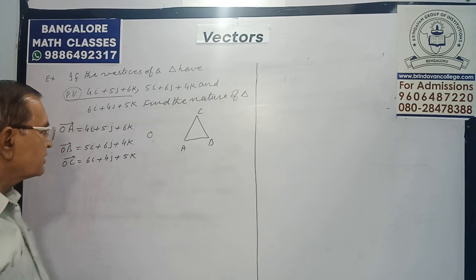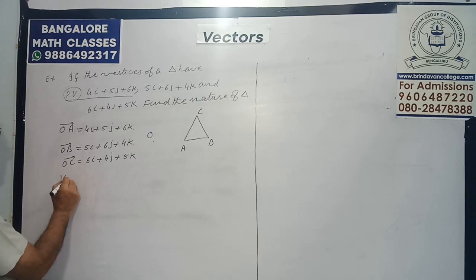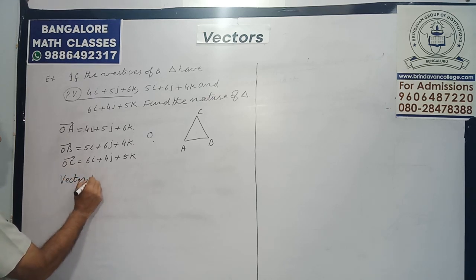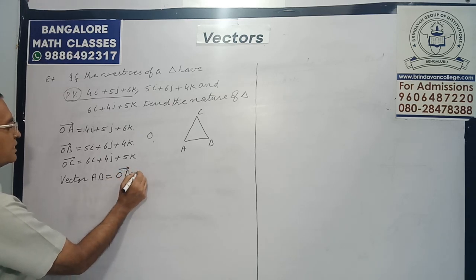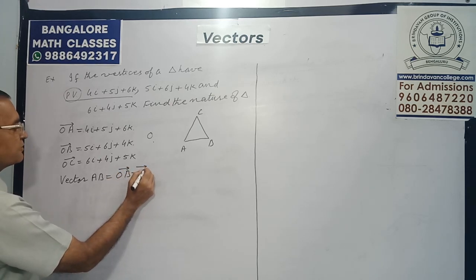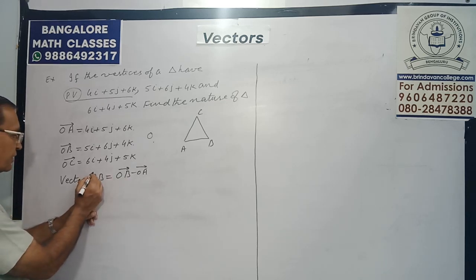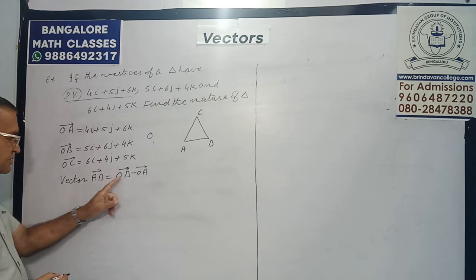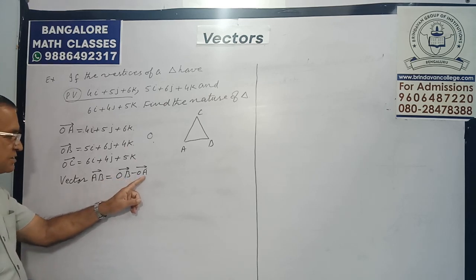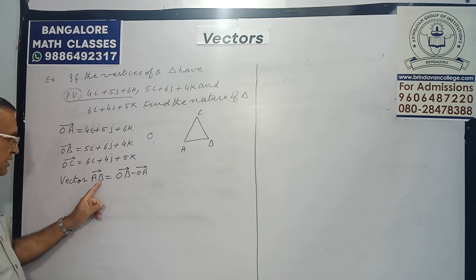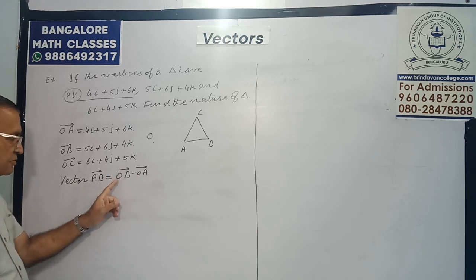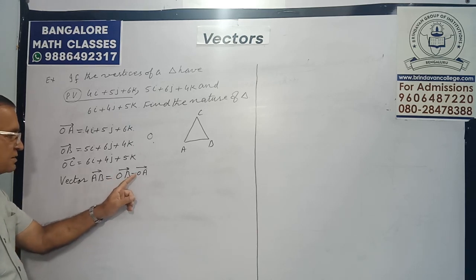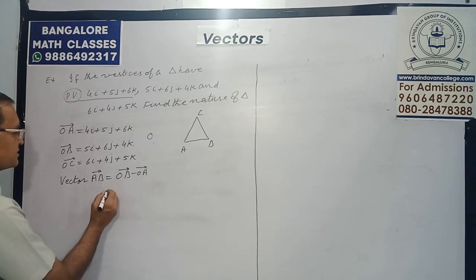Now find out vector AB, which can be written as OB minus OA. We want to find vector AB: terminal point minus initial point. B is the terminal point, A is the initial point. Thus it is B minus A. With the origin O, it is OB minus OA.